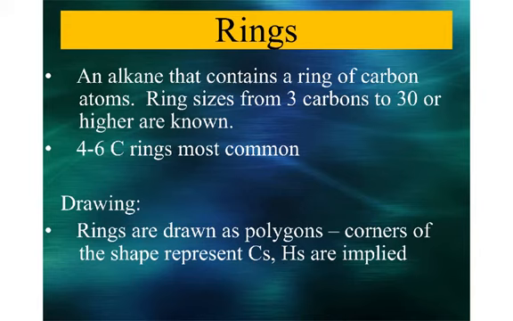So we'll start with rings. Rings are interesting, and carbon is very adaptable. So as we can see, it can make single bonds, double bonds, triple bonds. It also can wrap around on itself to make what we call a ring.